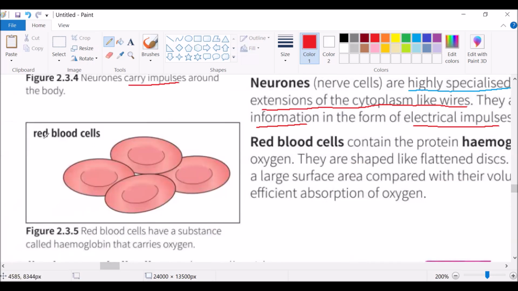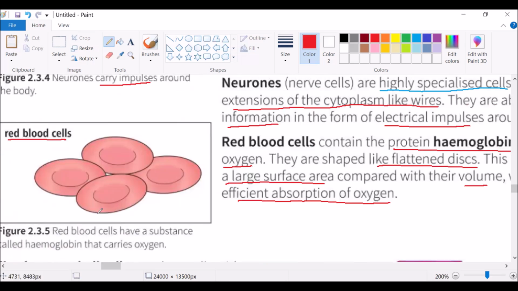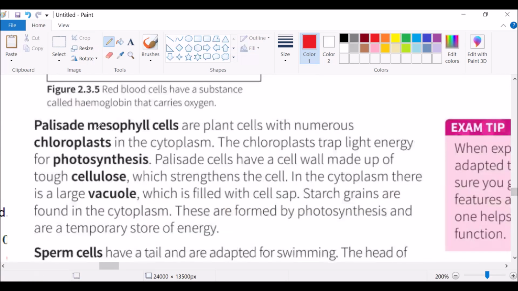Then we have red blood cells. Red blood cells contain the protein hemoglobin that carries oxygen. They are shaped like flattened discs. This shape provides a large surface area compared with their volume, which makes for efficient absorption of oxygen to be carried around the body. Then we have palisade mesophyll cells.